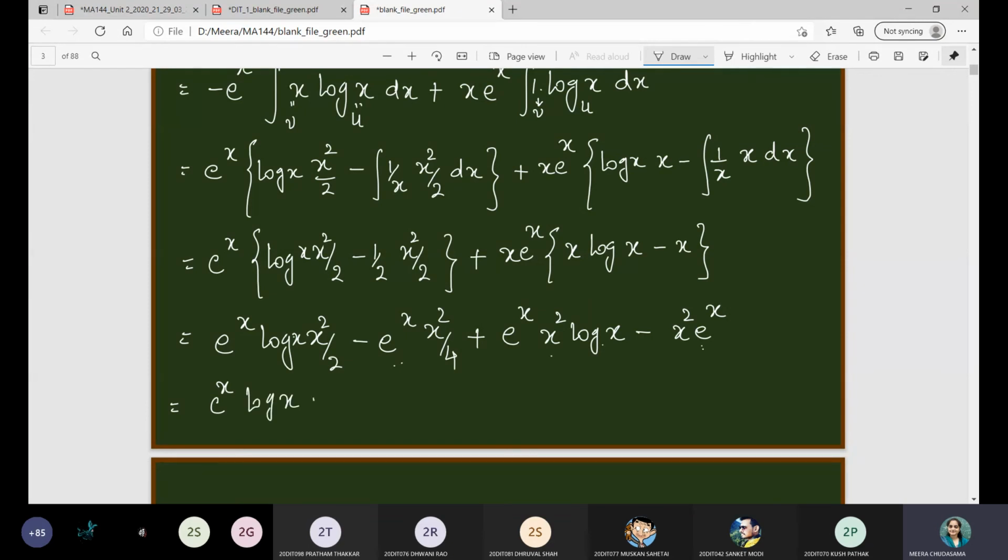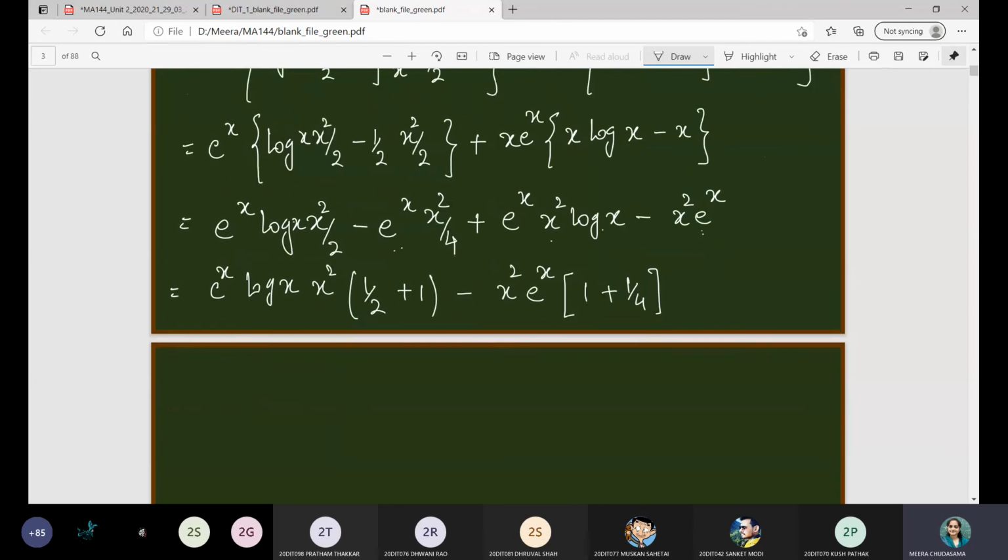log x function into x square function I can take common. The remaining quantity is 1 by 2 plus 1. Minus x square is also common, x e raised to x is also common. In that case, 1 plus 1 by 4 will be the remaining quantity. Ma'am, there will be one minus sign with e raised to x.